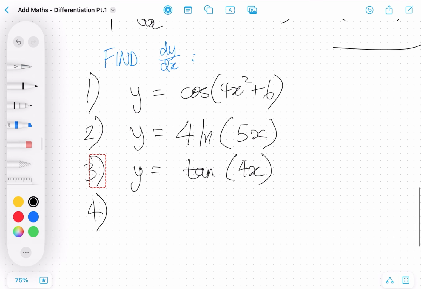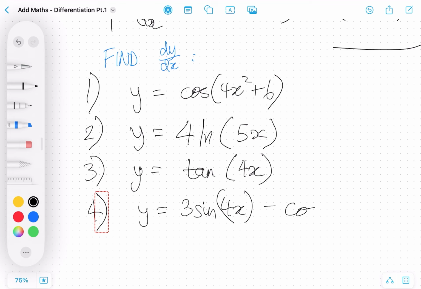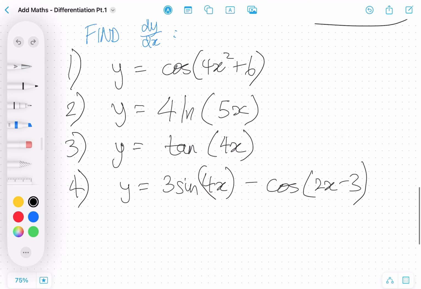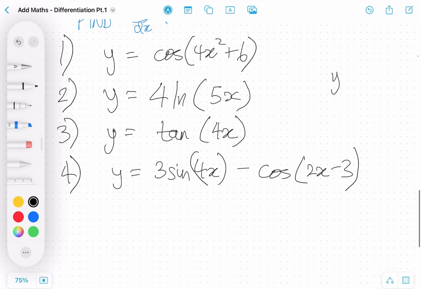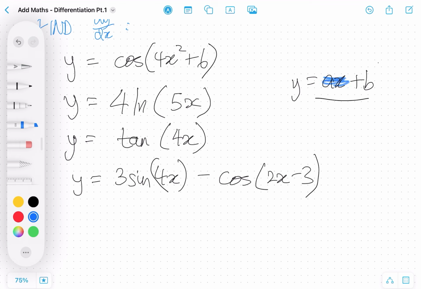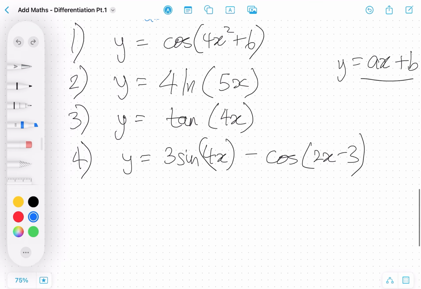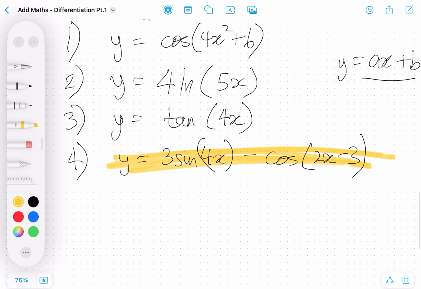And number 4 is y equals 3 sine 4x minus cosine of 2x minus 3. Number 4 actually looks daunting. However, remember that if you have two terms added in an expression like this, you can always treat them separately. So first differentiate the first term, then differentiate the second term, and then you can add them back together. That's what you would do for this final question. And this is the kind of differentiation that you'd be expected to do for an A-star student in this course.